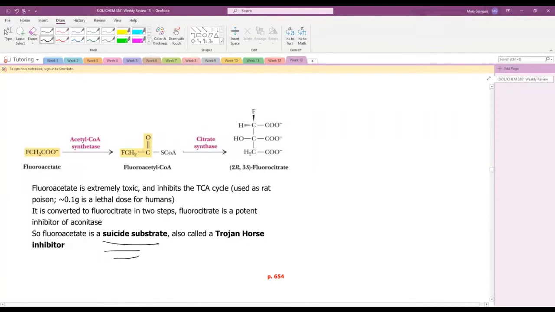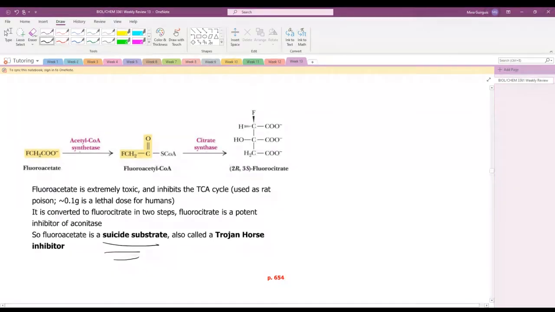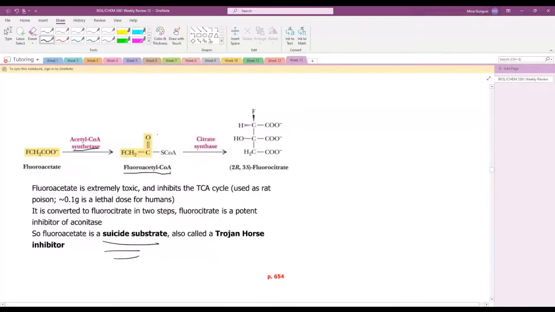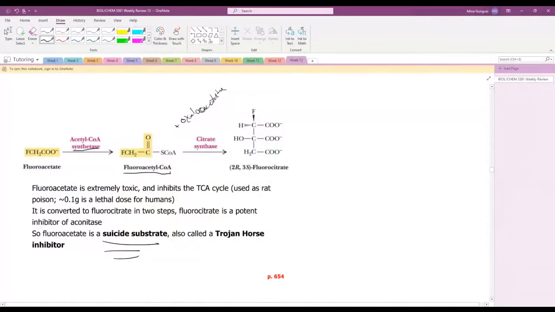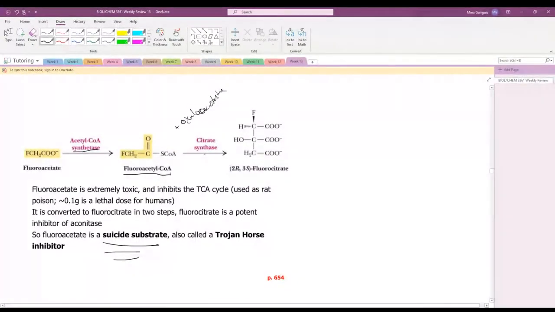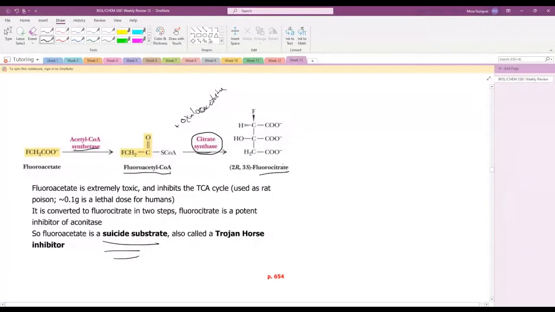I'm sorry. So it's a great inhibitor of aconitase. How? Fluoroacetate has a fairly similar structure to pyruvate, and so by going through ATP synthetase, you can get fluoroacetyl CoA, very similar to acetyl CoA. So now this plus oxaloacetate will give us the citrate synthase reaction, which will give us fluorocitrate.